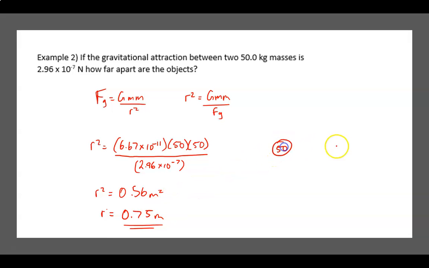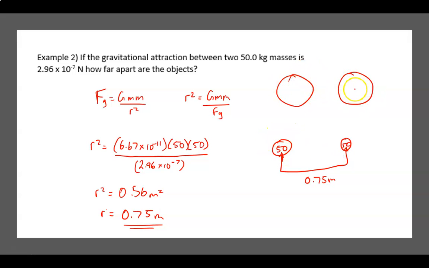You've got 50 kilograms, and that's 75 centimeters, or 0.75 meters apart from their centers. And the reason for that, if you think about the two objects, we use the centers because the distance between here and here is a little bit less, the distance between here and here is a little bit more, and we use the centers just to get kind of like the average of all that force.